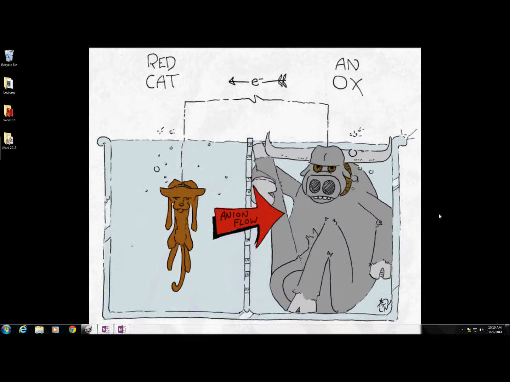Welcome to Unit 9, Redox, Lecture C. Today we're going to be talking about electrochemistry, so half cells, voltaic cells, and electrolytic cells.